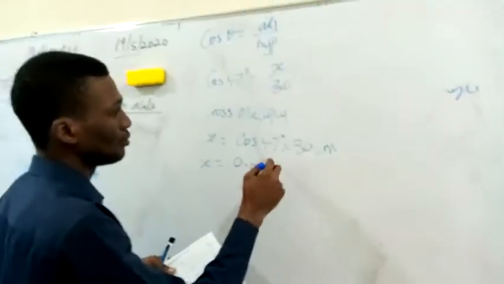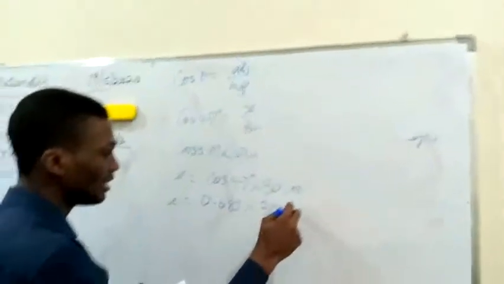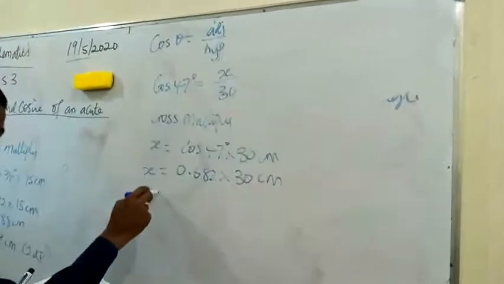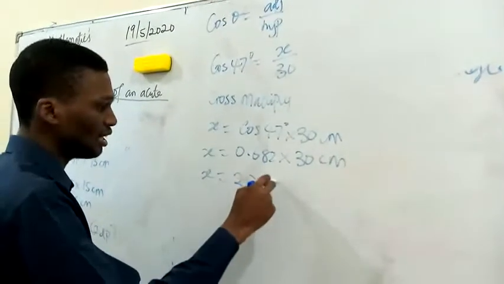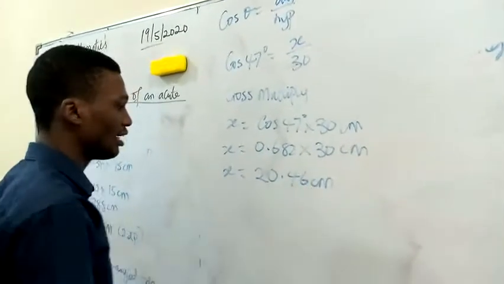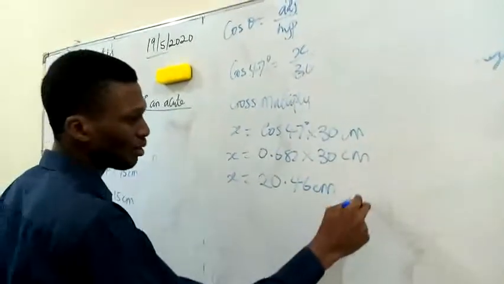0.682. Then we multiply it by 30 cm. So if that is multiplied, we have 20.46 cm as our x, using 2 decimal places.